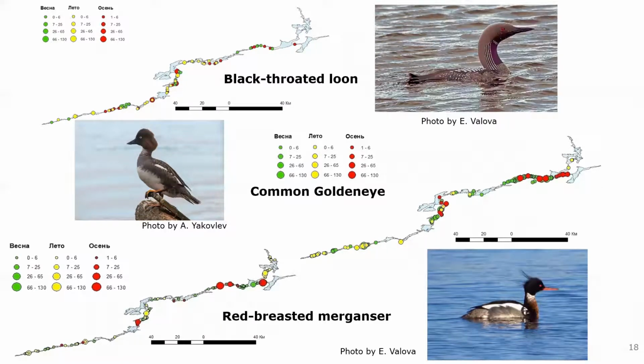Here you can see the most widespread aquatic bird. Black-throated loon is dispersed evenly on the river in every season, not creating a large aggregation. Common goldeneye is dispersed evenly on the river in spring and summer, but in autumn it forms large groups. The same goes for red-breasted merganser.